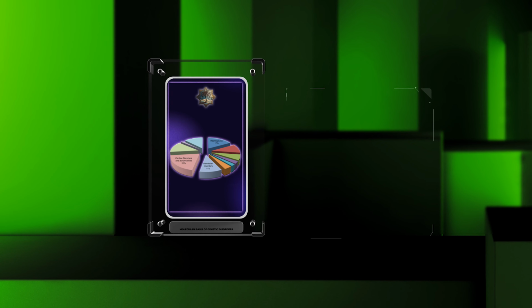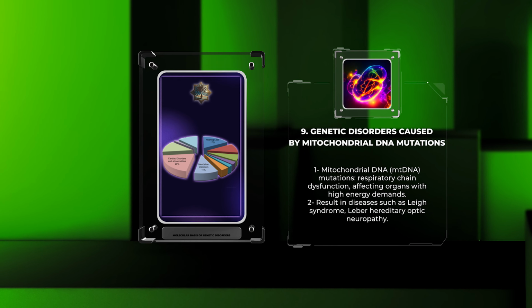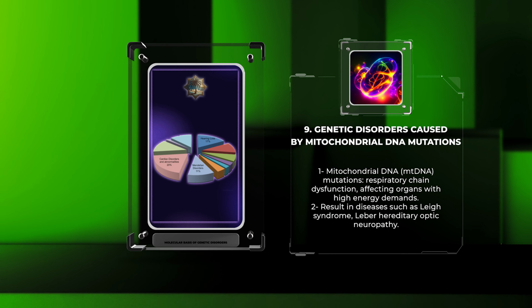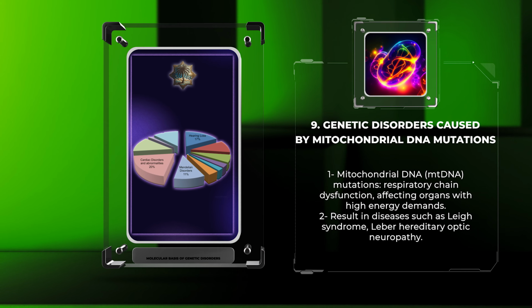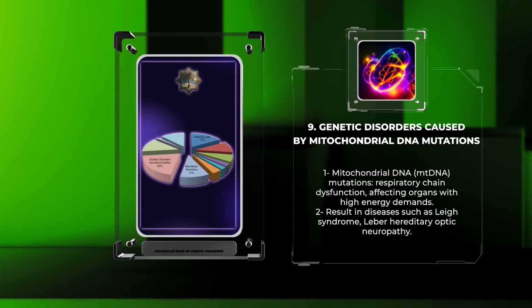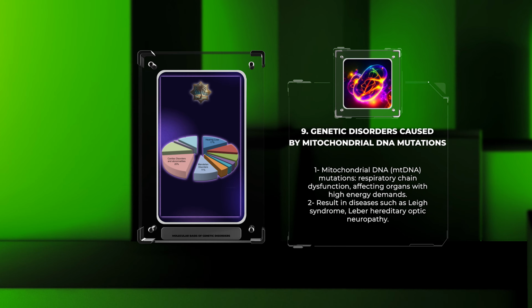Mitochondrial DNA mutations can also result in genetic disorders. Mitochondria are responsible for energy production in cells, and when mutations occur, respiratory chain dysfunction can ensue. This dysfunction affects organs with high energy demands, resulting in diseases such as Leigh syndrome and Leber hereditary optic neuropathy.